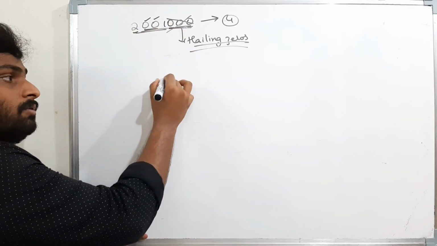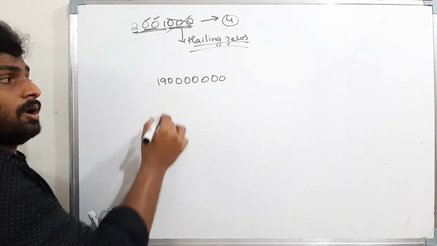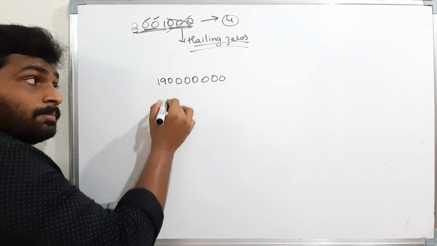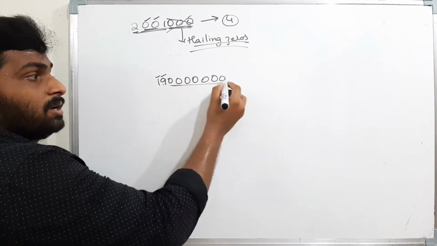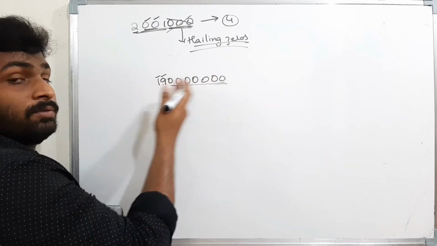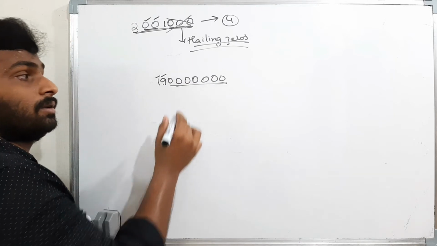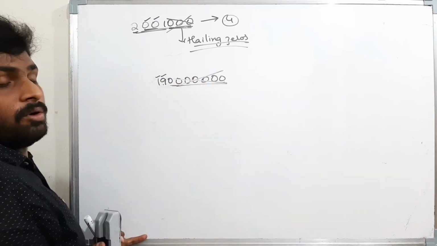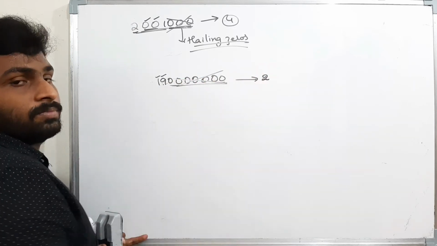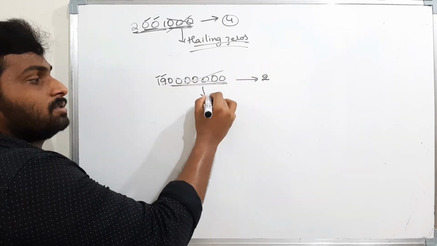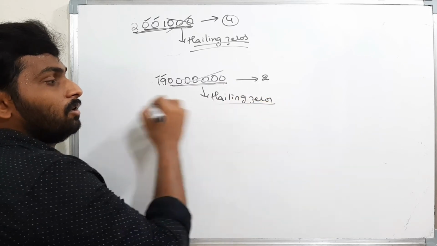Now see here: 1, 9, 0, 0, 0, 0, 0, 0. How many significant figures are there? These 2 are non-zero digits, and all these zeros are on the right side and there is no decimal point. If there is no decimal point, all right side zeros are not significant. Therefore, how many significant figures are there for this value? Only 2. And all these right side zeros are known as trailing zeros, which means no meaning at all.